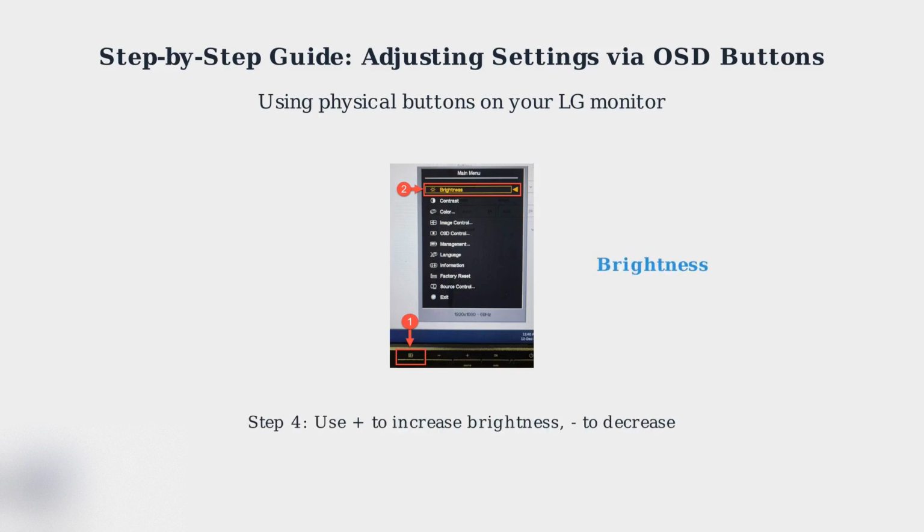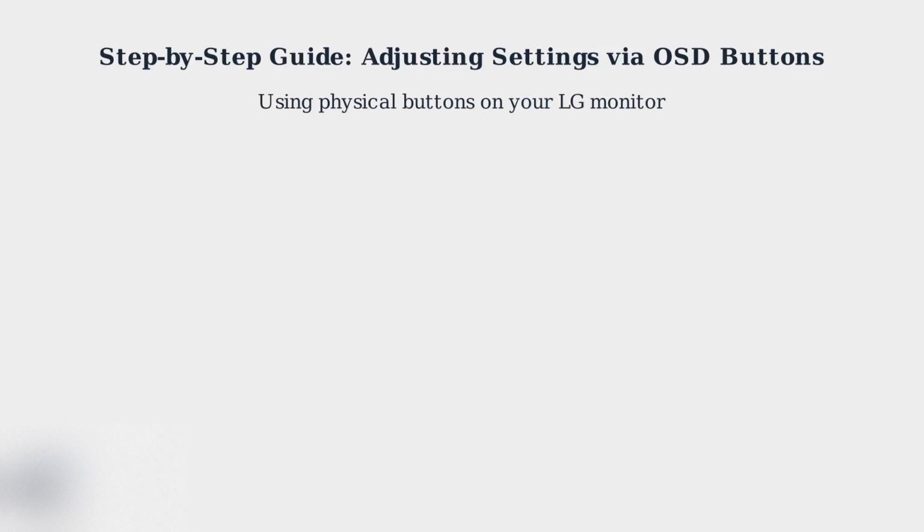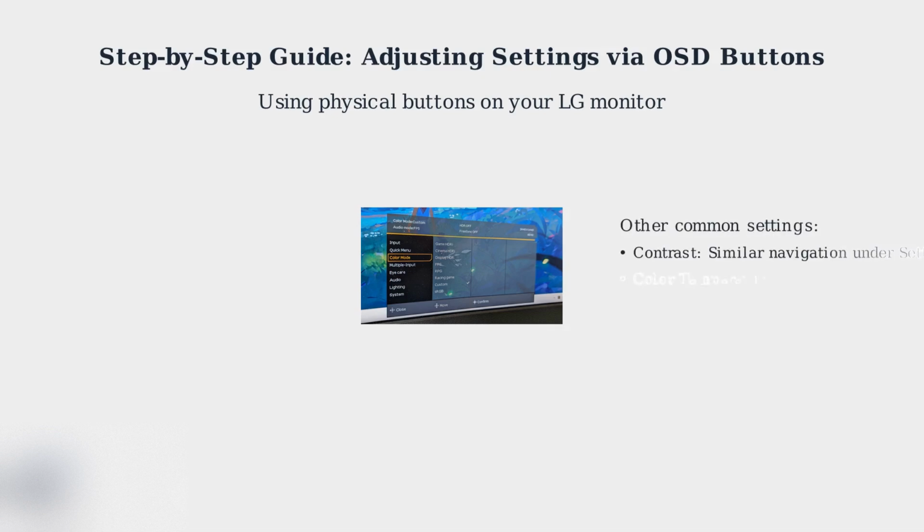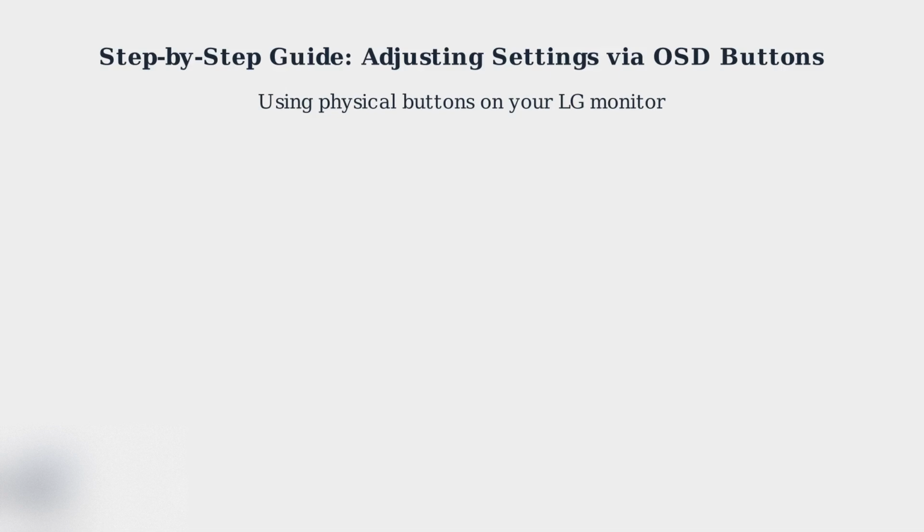Once brightness is selected, use the plus button to increase brightness or minus to decrease it. The changes appear immediately on screen. Other settings like contrast, color temperature, and input source follow similar navigation patterns. Contrast is found under Settings, color temperature under the Color submenu, and input source in the main menu.